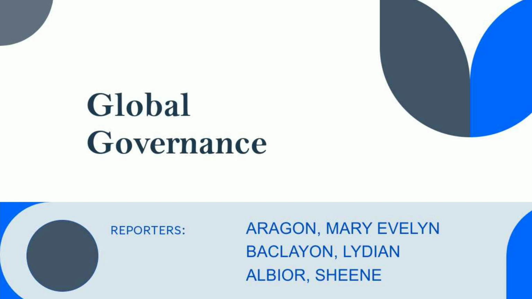Global governance refers to the system of rules, norms, and institutions that help regulate and manage international relations and address global challenges. It involves cooperation and decision-making among various actors, including states, international organizations, non-governmental organizations, and other stakeholders to address issues like climate change, trade, security, and human rights on a global scale. Essentially, it's about how the world collectively organizes itself to tackle shared problems and pursue common goals.